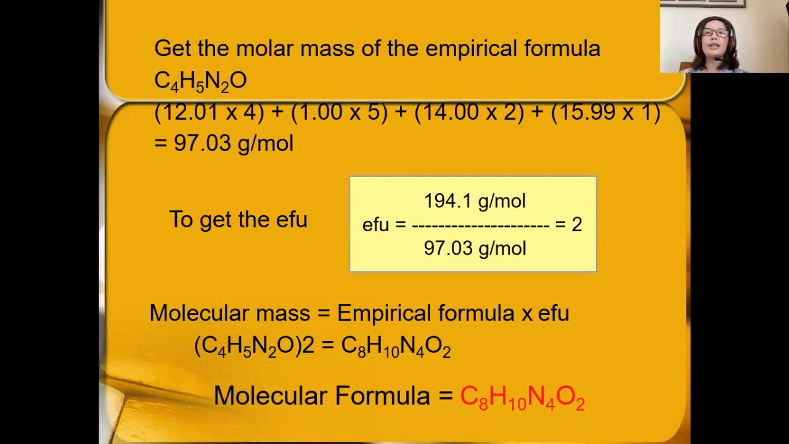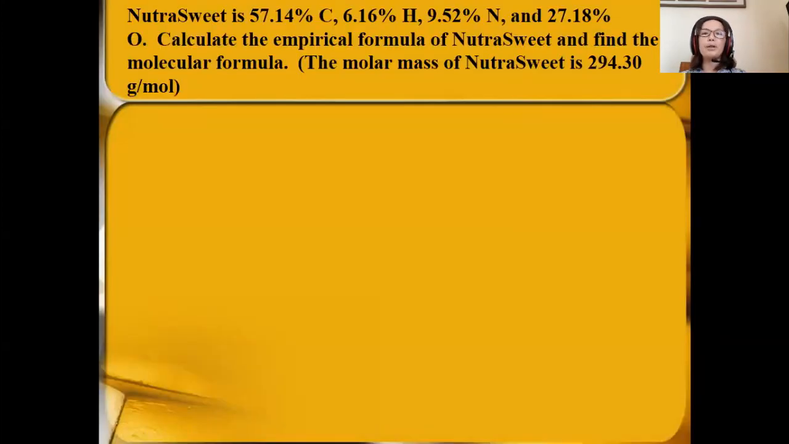So you see, in getting the molecular formula, after finding the empirical, you need to get the EFU. How? Get the empirical formula mass of the empirical formula, and then divide the molecular mass by the empirical formula mass, so you get the empirical formula unit, and that is 2. You multiply that to the empirical formula for you to get the molecular formula. Okay, clear? Okay, let's have the last example.